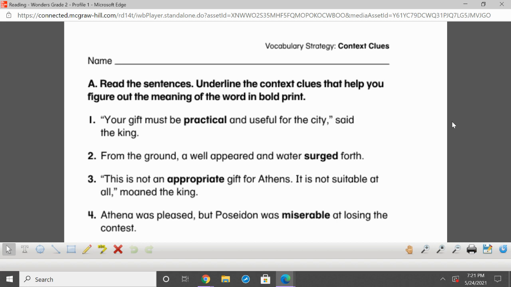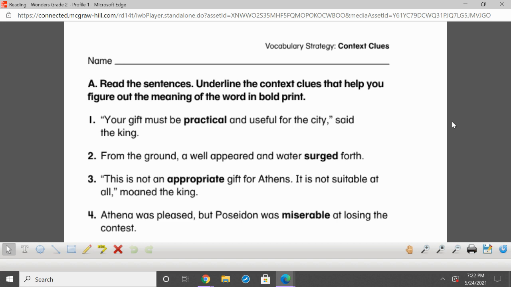Number 1, I'm going to do this one for you. I want you to pay attention and listen. "Your gift must be practical and useful for the city," said the king. That bolded word, practical, is the word that we're trying to figure out. I don't know what practical means. I need to use the context clues that help me figure out the meaning. We're going to underline the clues that help me figure out the meaning of that word. Let me read it again.